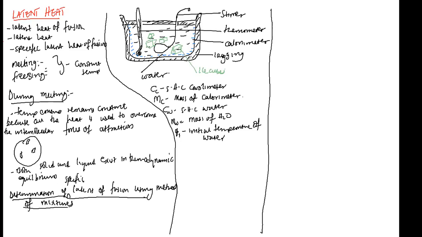The water is stirred again, until each ice piece melts. Whenever you drop one, you stir. Drop another, you stir. Drop another, you stir. After some time, a final temperature θ2 will be attained. Now, what is going to happen is the calorimeter and the water, remember they were at a temperature θ1.